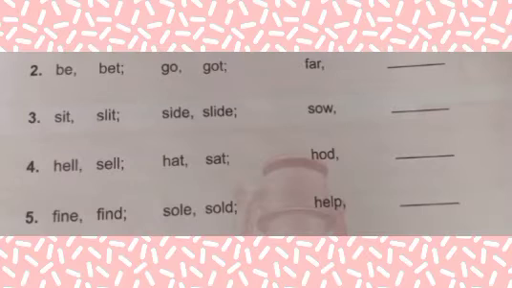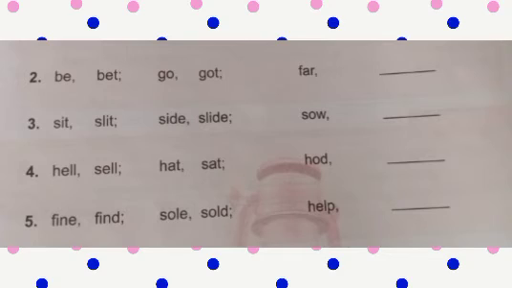Number 3 here says sit to form slit. Now if you notice, some letter was added. Now what was added to sit to get slit? Oh yes, L was added. Is that what you have in mind? Oh yes, you are right. L was added to get slit.